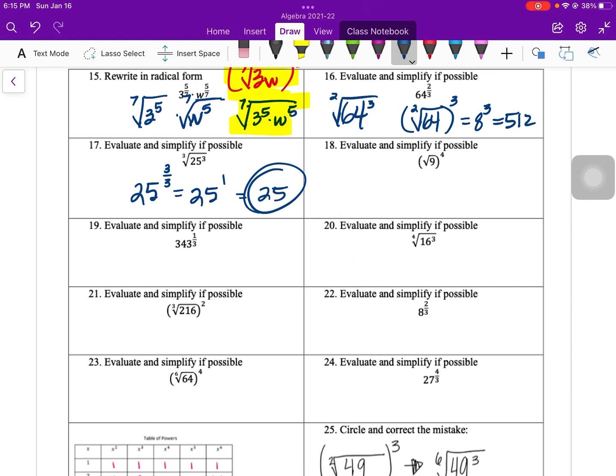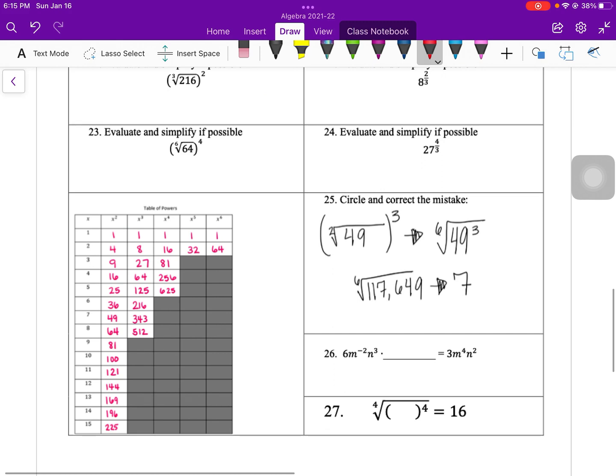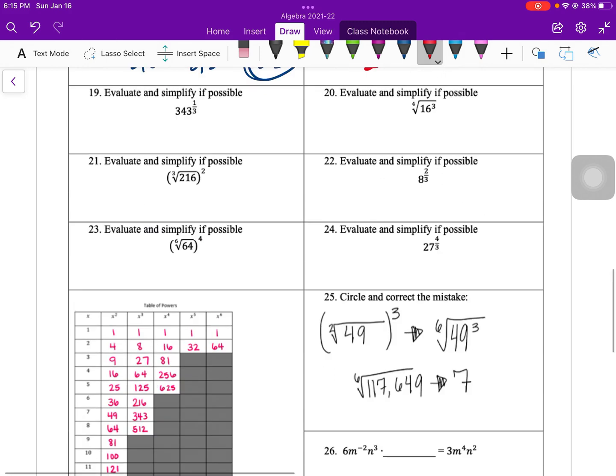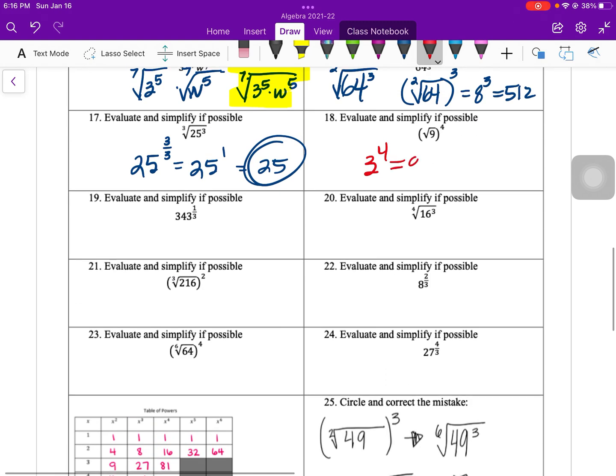Number 18, we're doing the square root of 9 raised to the 4th power. Again, think order of operations here. The square root of 9 is 3. And so we're doing 3 to the 4th power. And if you look at your table there, that is 81. 3 to the 4th is 81.